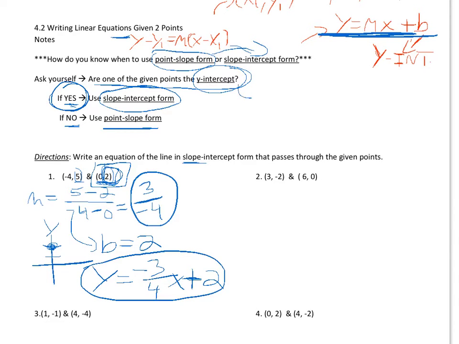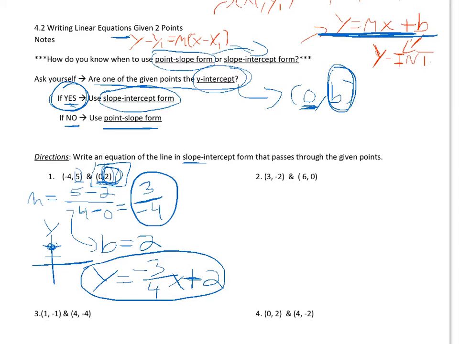And this is another key point. Make sure you put this down. This is real important. The y-intercept is the point (0, b). What that means is if you're given a point and the x value is 0, the b value is whatever the y value is. In this case, it was this 2.